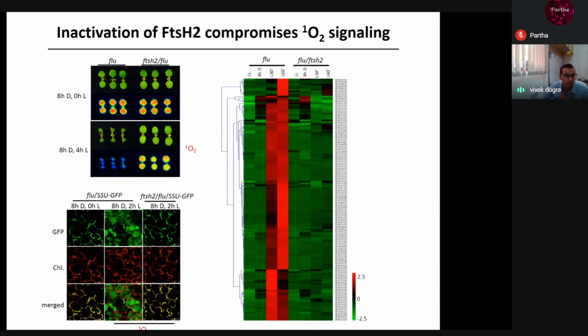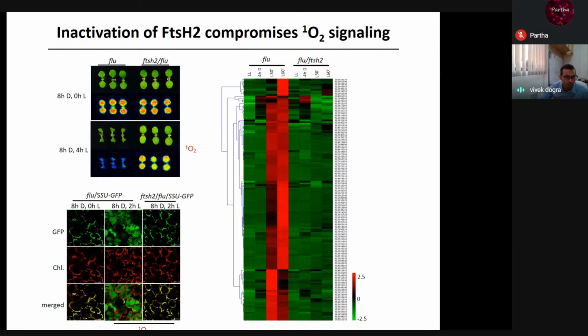So when we gave the dark-to-light transition to this ftsh2 and flu double mutant, this double mutant has no FTSH protease, so it will not be having any degradation of Executor 1. So there was no cell death. The plant was able to survive, and the flu mutant alone was dying.